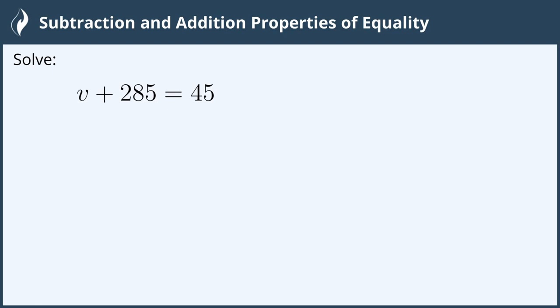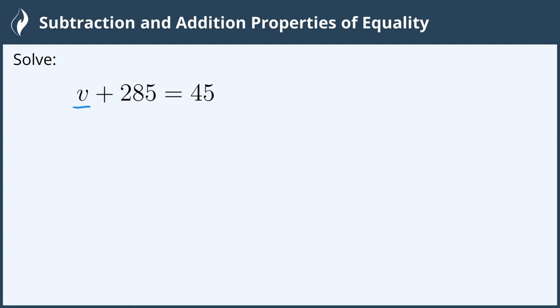Hi everyone! In this video, we will use subtraction and addition properties of equality to solve equations. Here we have the equation v plus 285 equals 45. Our goal is to isolate the variable. That means to get the variable all by itself on one side of the equal sign. The variable is on the left side, so let's go ahead and keep it there.